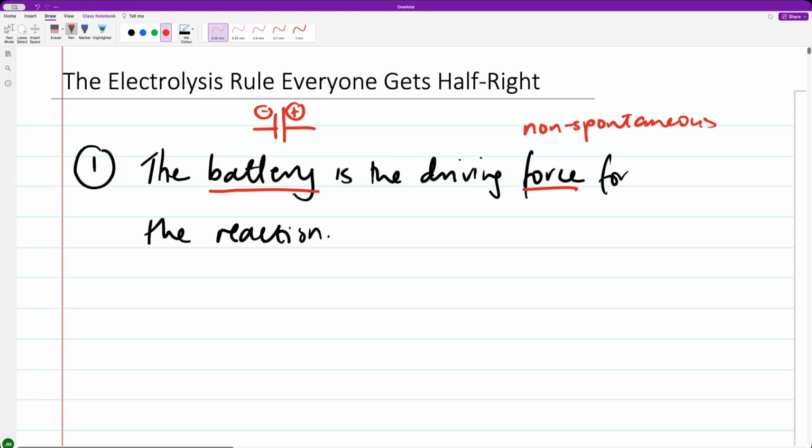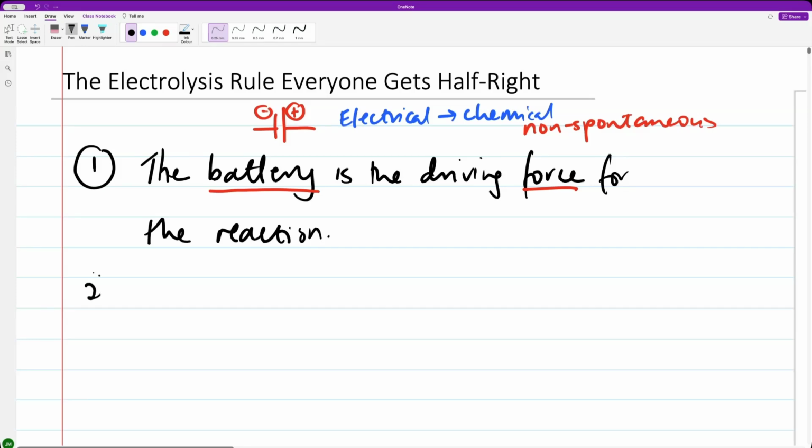Also, we can remember from the word battery that battery means electricity, so we are inputting electrical energy and outputting chemical energy. That's our energy conversion. Okay, so that's rule number one.